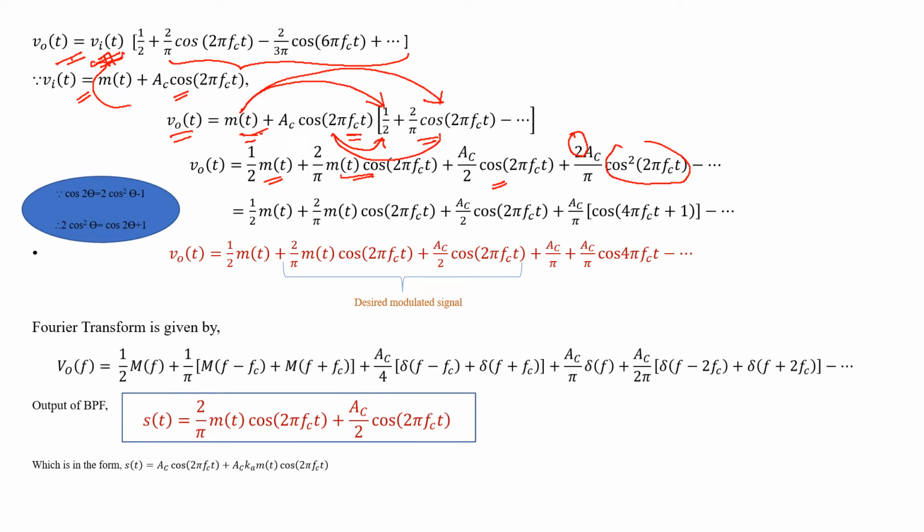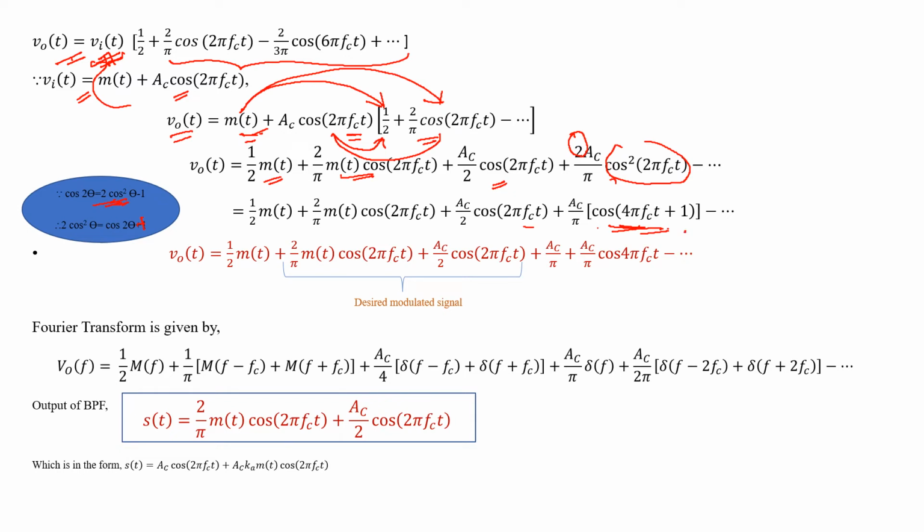So you know that cos 2 theta is equal to 2 cos square theta minus 1. So what will be your 2 cos square theta? 2 cos square theta is equal to cos 2 theta, here it is not minus, here it is plus 1, right? So you are going to substitute the formula here. Instead of 2 cos square theta, you are going to substitute cos 2 theta. So it will become cos 4 pi fct plus 1. That is the second substitution.